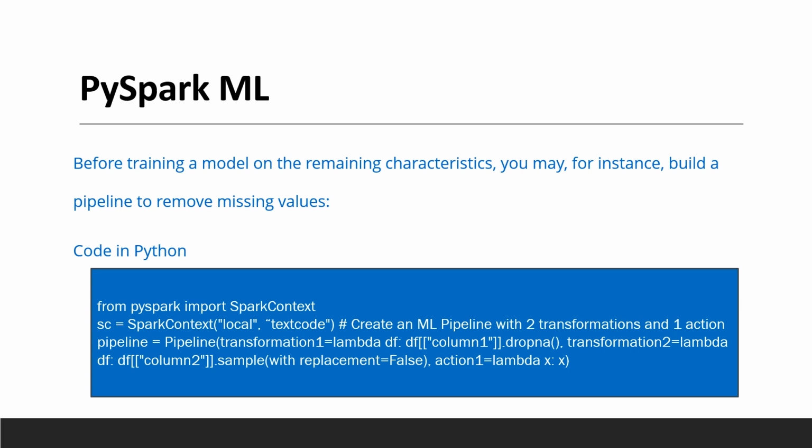Another basic thing included in PySpark is ML. Before training a model on the remaining characteristics, you may, for instance, build a pipeline to remove missing values. Code in Python: you need to import a Spark context first. Then in the Spark context, you will provide your text, and then you will run that pipeline on it.